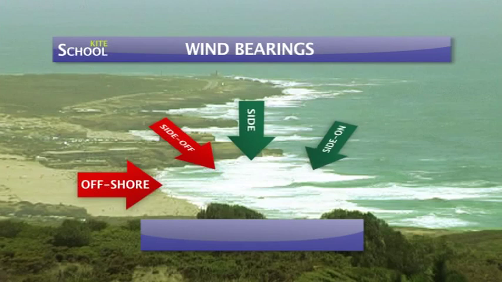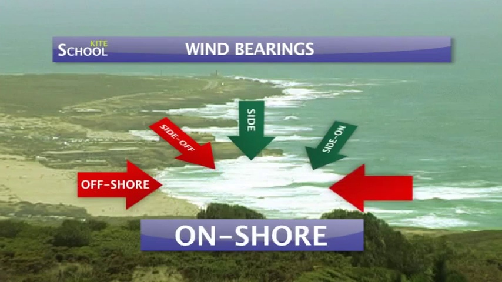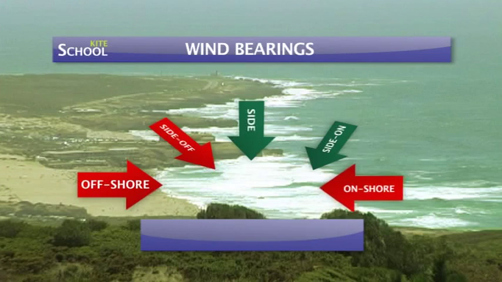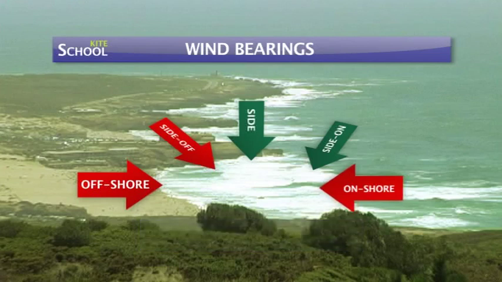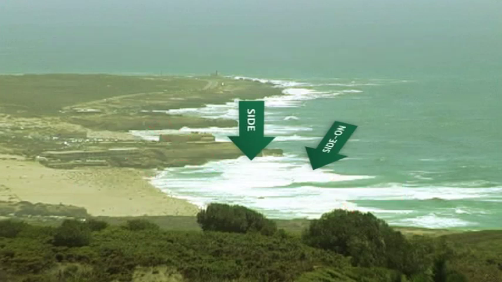A wind coming from the sea onto the land is called an onshore wind. This wind will tend to bring you quickly back towards the shore. The two wind bearings, side and side-on, are the directions relative to the coast which are the most suitable for kite surfing. Only these two wind bearings will allow you to navigate in safety.